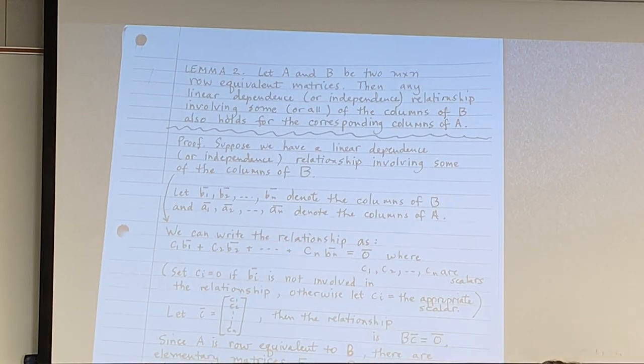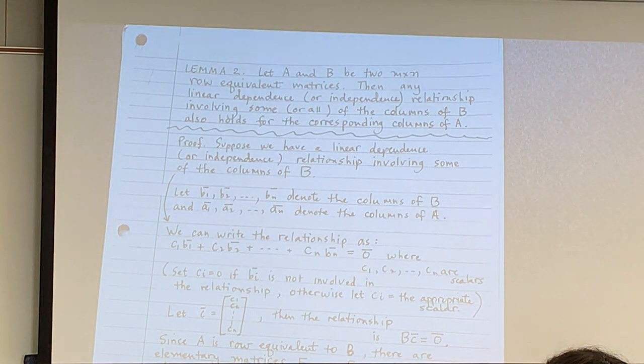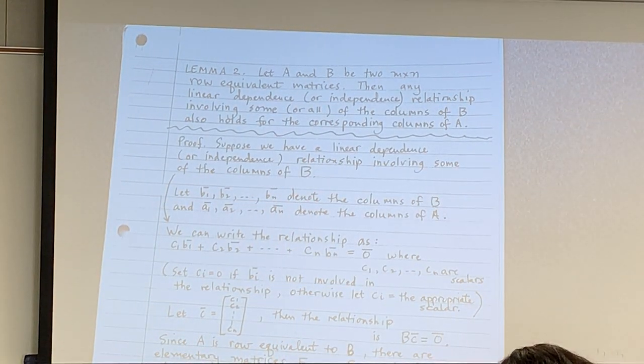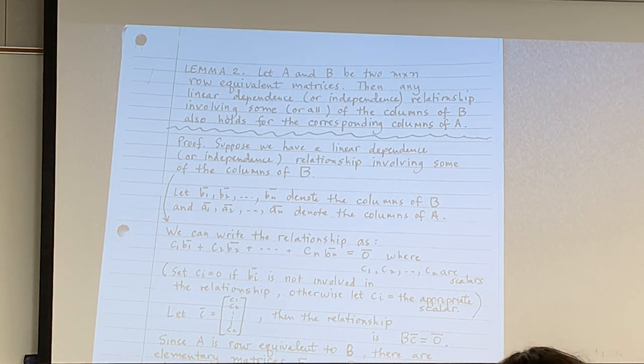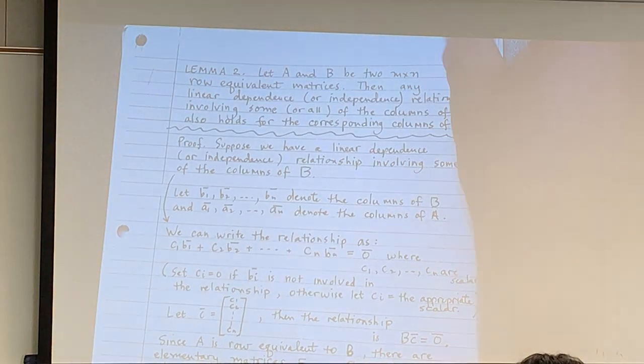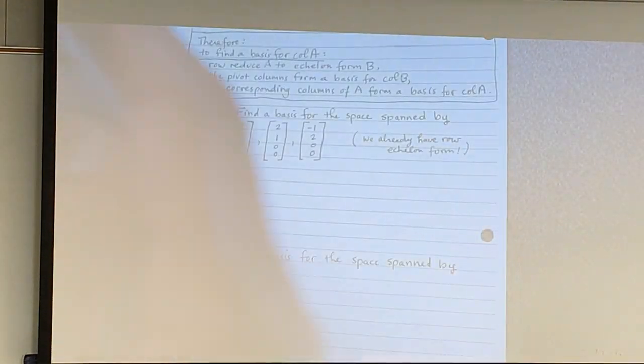The second helping theorem is if A and B are two row equivalent matrices, then any linear dependence relationship involving some or all of the columns of B also holds for the columns of A. So we could look at this example. Any linear dependence or independence relationship between these columns matches up with a linear independence or dependence relationship of the columns of the original matrix A, even though the actual column spaces are different. And that's all I'm going to say, because that's details.